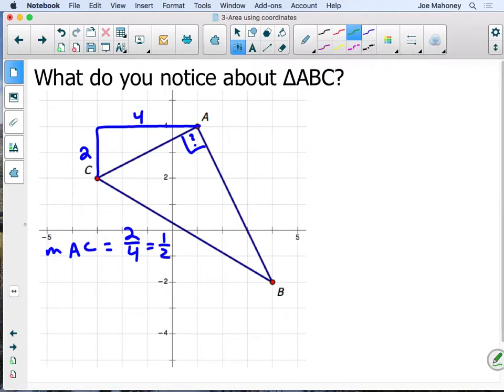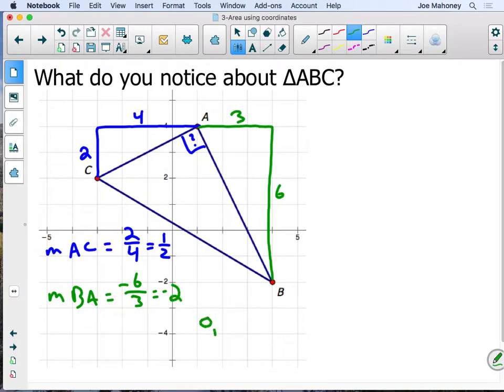And if I look at how to go from A over to B, I'm going to the right 3 and down 6. So the slope of side BA is down 6 over 3, which is -2. Those are opposite reciprocals. So indeed, the measure of angle A is 90. And why do I want to know that?